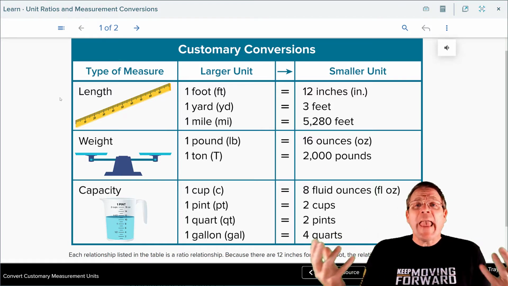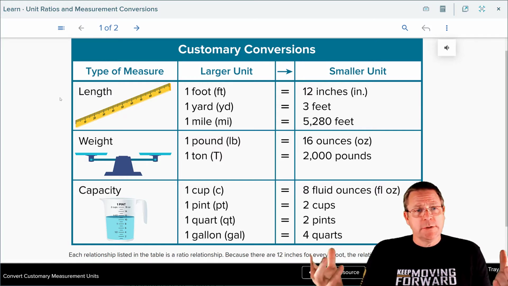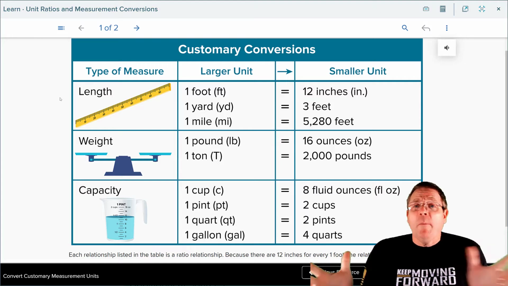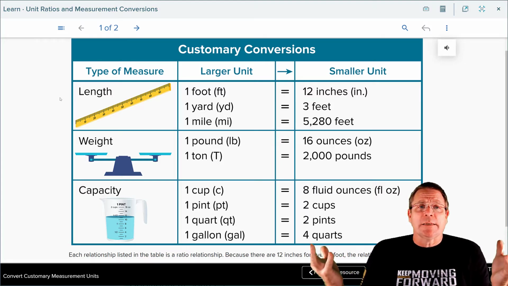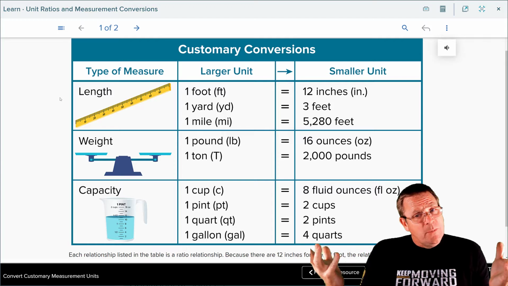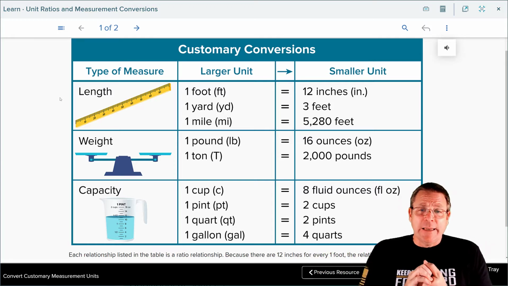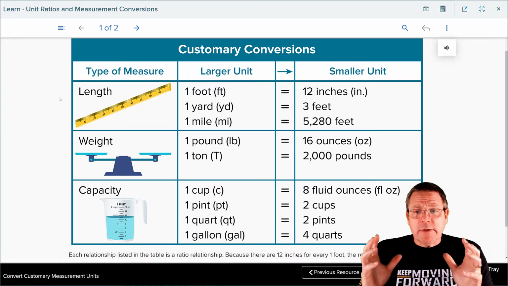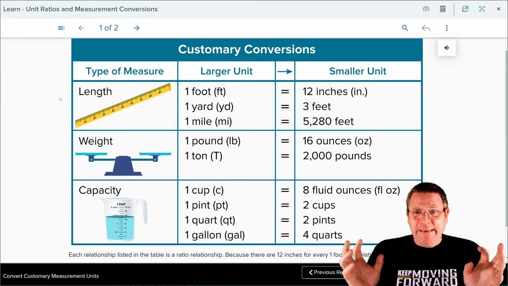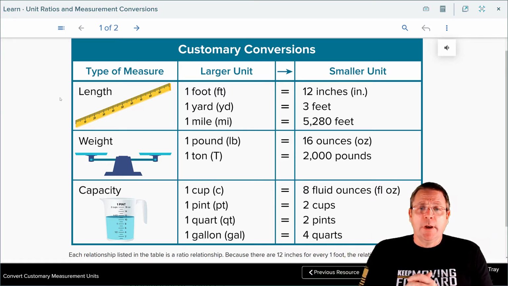There is no pattern that makes sense to the customary conversions, the customary system of measurement. The metric system's all base 10. It's perfect. It makes sense. Customary, not so much. And then we got capacity. So 1 cup is 8 fluid ounces. Meanwhile, 1 pint is 2 cups. 1 quart is 2 pints, but 1 gallon is 4 quarts. Not easy stuff to memorize because it's all funky and there's nothing common to it. But you can do it. I have complete faith in you.